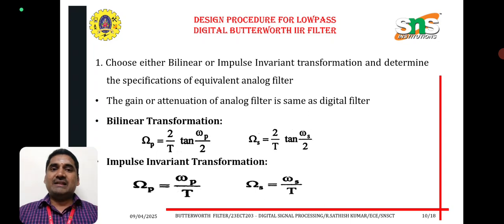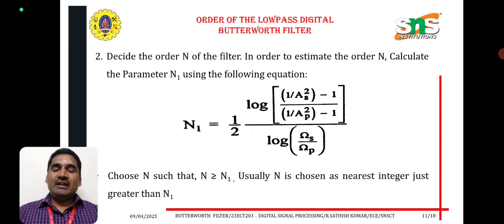In case of impulse invariant, Ωp is equal to ωp by T, Ωs is equal to ωs by T. Next, we are going to decide the order N of the filter. To find the order of the filter, N is equal to 1 by 2 into log of ((1 divided by As square) minus 1) whole divided by ((1 by Ap square) minus 1), the whole divided by log of Ωs divided by Ωp.